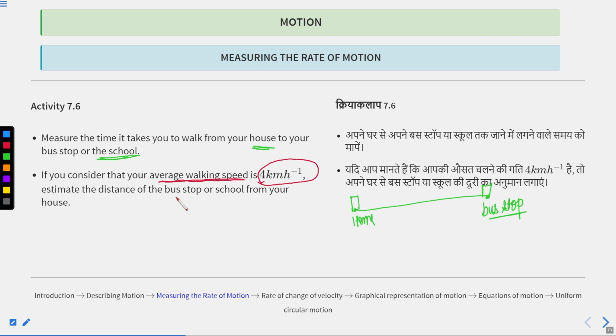Okay? If you consider that your average walking speed is 4 kilometer per hour, now you have to calculate the distance from your bus stop to your house or to your school. Is it clear, class? You have to measure the time it takes you to go from your house to school, and assume that your average walking speed is 4 kilometer per hour. Then what will be the distance between your school and your home? So try this activity.